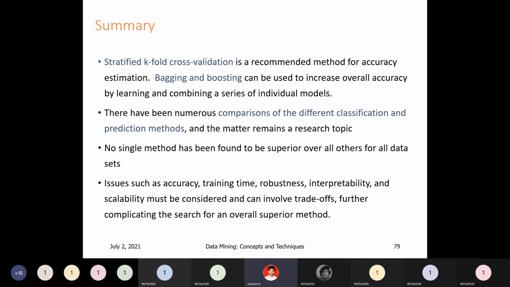Next, no single method has been found to be superior over all others for all data sets. For some data sets, decision tree induction is better. For some data sets, naive Bayes classification is better. For some data sets, back propagation is better. Okay, we cannot say a single method is good.